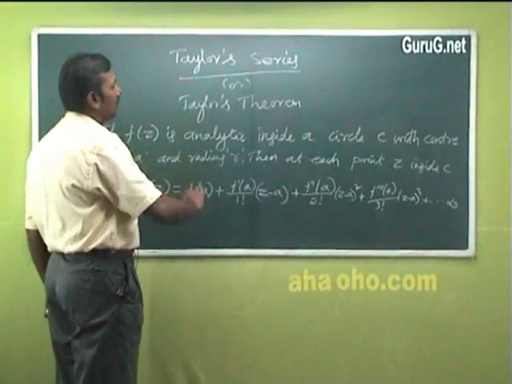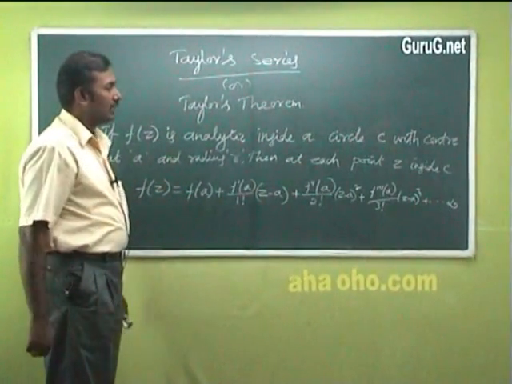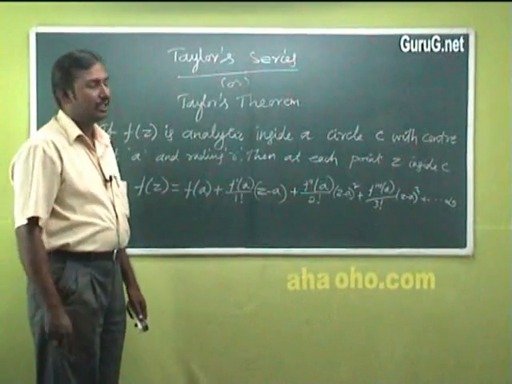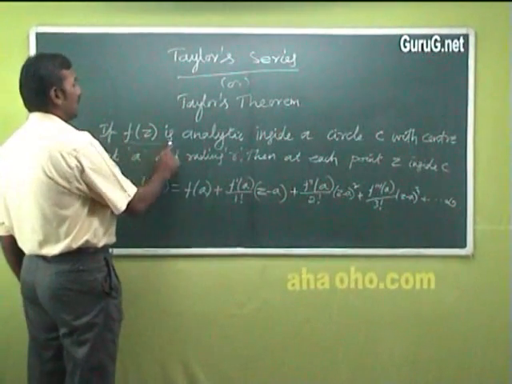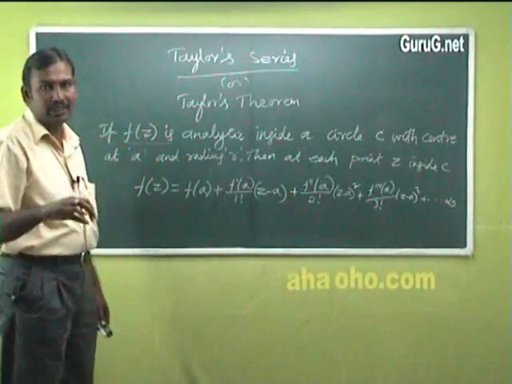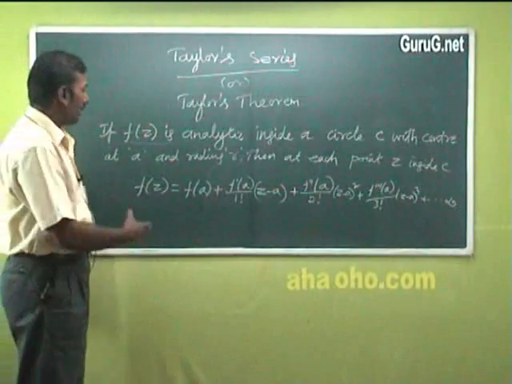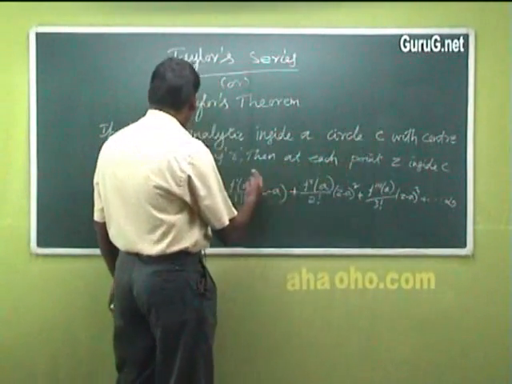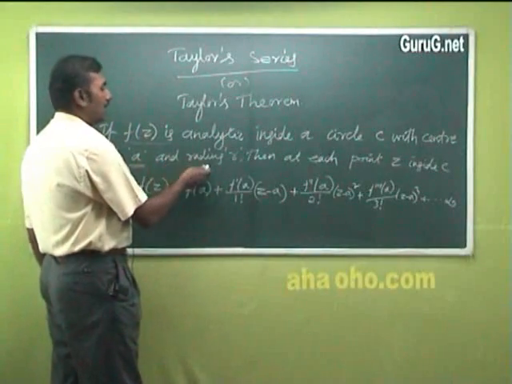Taylor series or Taylor's theorem. Now, what did we see in the last class? Cauchy's integral theorem and Cauchy's integral formula. So here f of z is an analytic function. So this function can be expressed in the form of an infinite series. Like f of z is analytic inside a circle C with center at a and radius r.